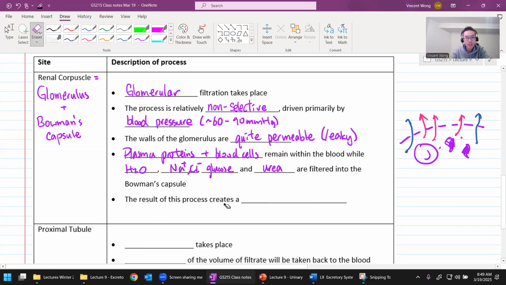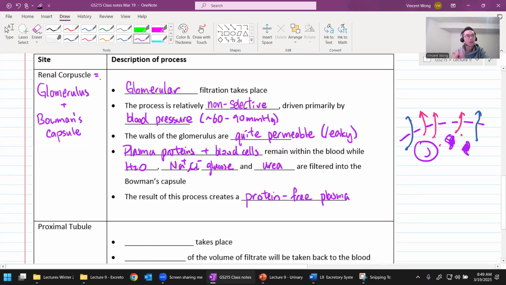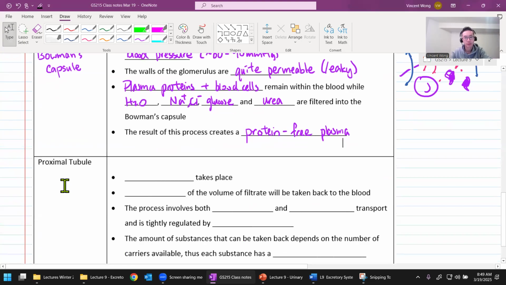The result of this process creates a protein-free plasma. It's like the plasma of the blood minus the protein. Plasma is the liquid portion of the blood, right? Minus the protein. So that's glomerular filtration. Filtration only happens at the glomerulus, nowhere else along the nephron.